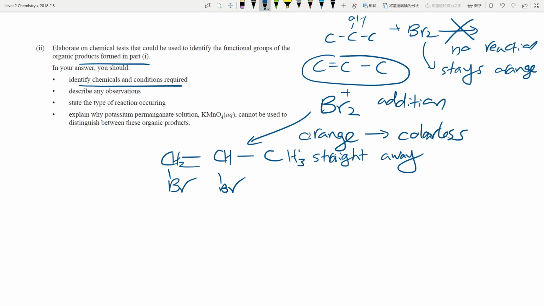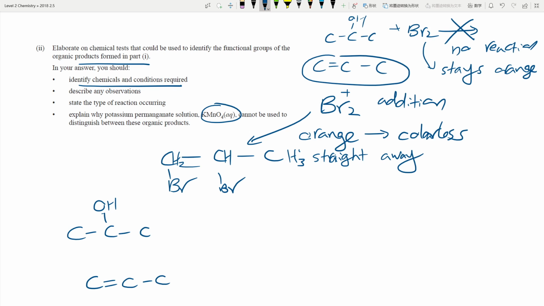Okay. All right. Now explain why potassium permanganate solution, KMnO4 aqueous, cannot be used to distinguish it. Now KMnO4 is actually a really interesting oxidant. Again, I feel this particular question is very nasty, because we've always talked about in level 2 chemistry that the primary alcohol can be oxidized into carboxylic acid. We don't actually teach you about this. I mean, we kind of do, but we don't emphasize it.